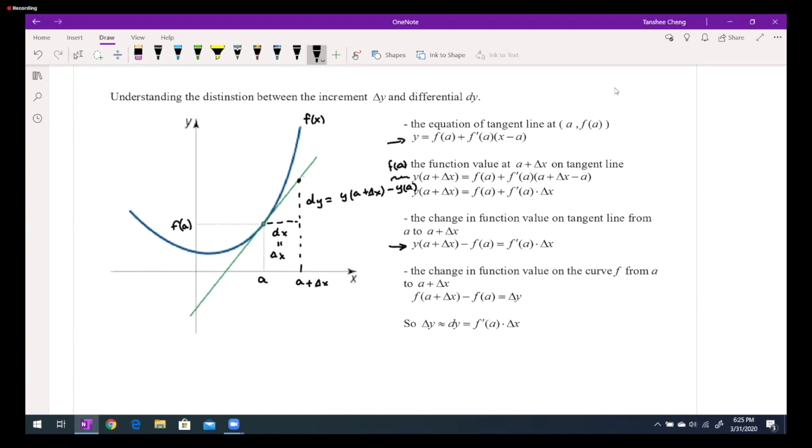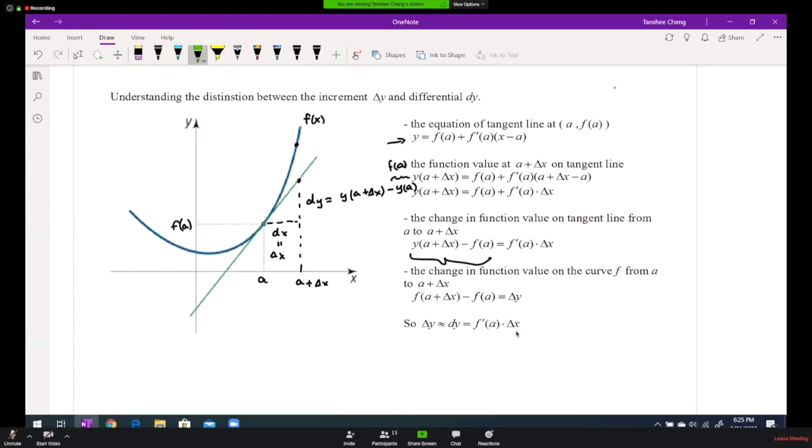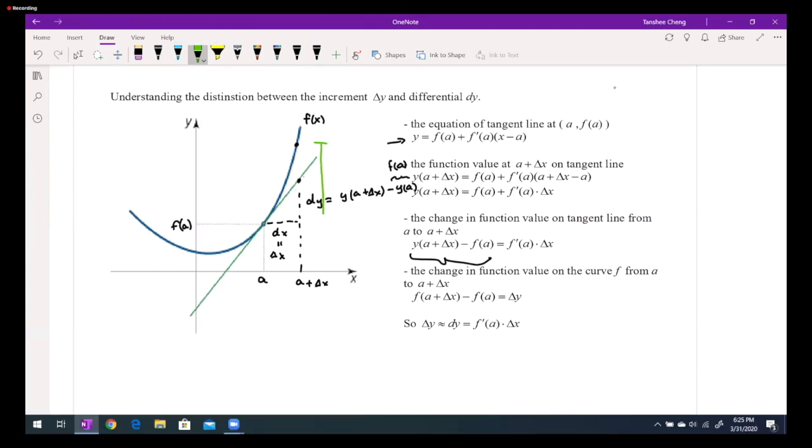So now what we want to look at is, how do we look at the approximation of the functions? As you can see, the change in the function value on the tangent line from a to a plus delta x is basically this part, which is from here to there. Now, the change in the function value of f, I'm talking about this part. Let me use a different color. From here all the way down to here, that is denoted as delta y. And this delta y is basically f of a plus delta x minus f of a.